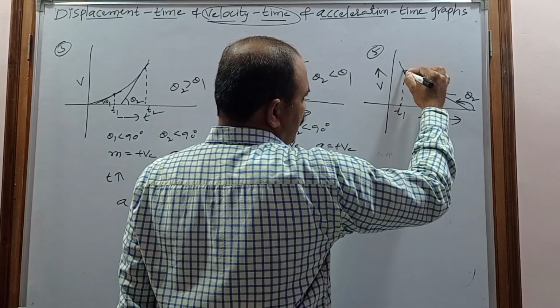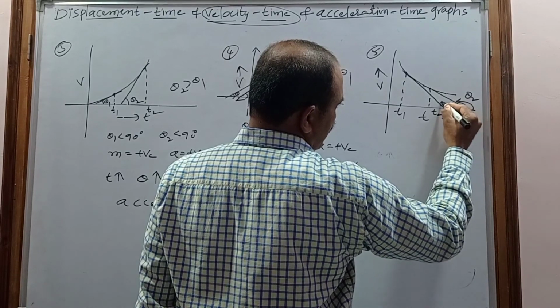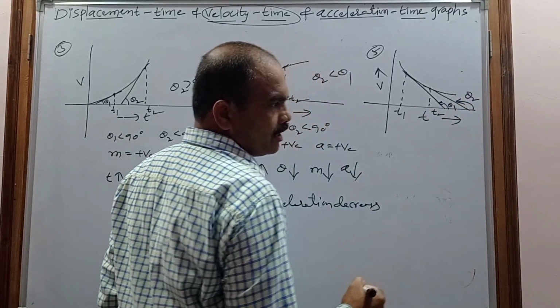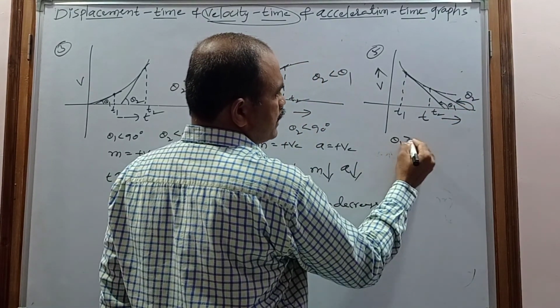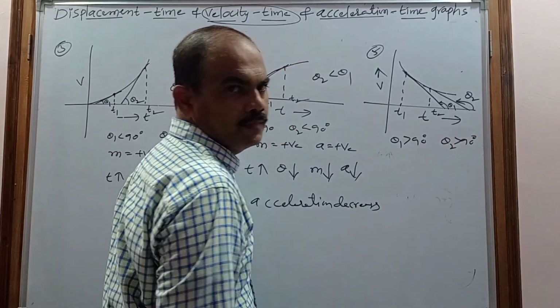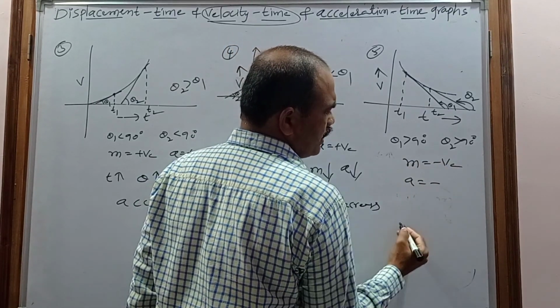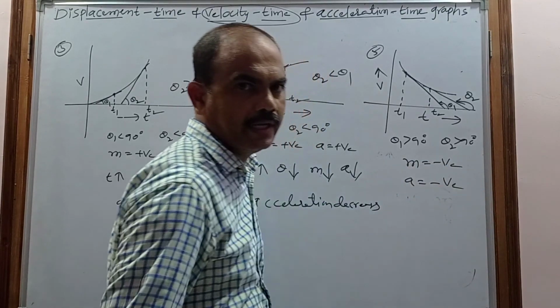And this is the tangent drawn at time t1. Let us consider the angle made by this tangent as theta 1. Here theta 1 is greater than 90 and theta 2 is also greater than 90. So the slope will be negative, and the acceleration will be negative.